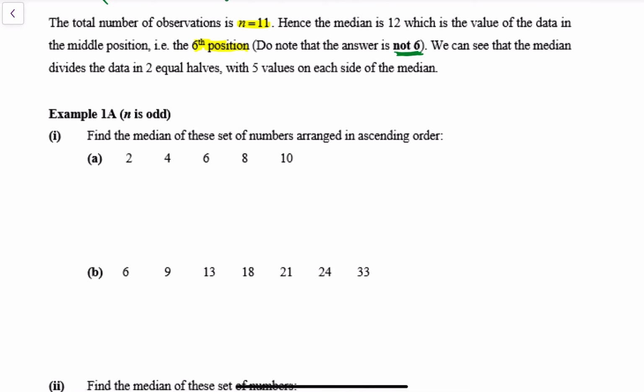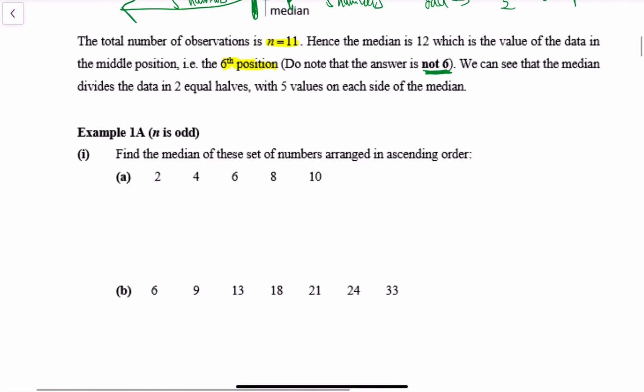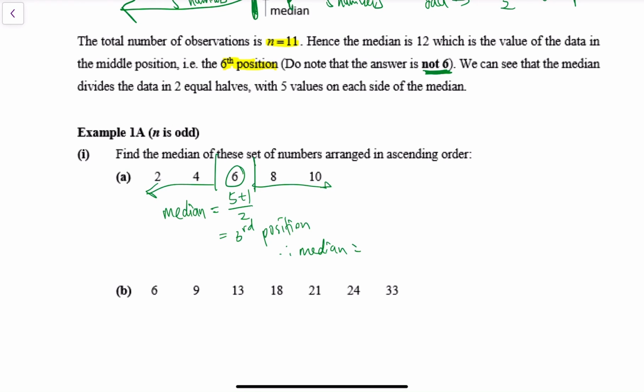Example 1a, where your n is an odd number. So for a, the numbers are already arranged in ascending order. 1, 2, 3, 4, 5, there are a total of 5 numbers here. So the median will be equal to 5 plus 1 divided by 2. You'll be at the third position. Therefore, the median is this one. You count here, I have 2, here I have 2. So the answer is median is 6.